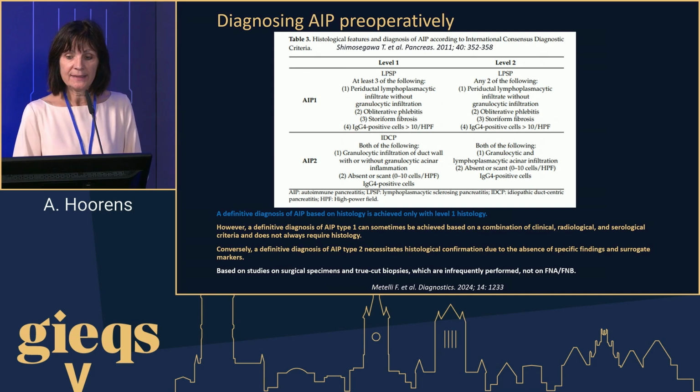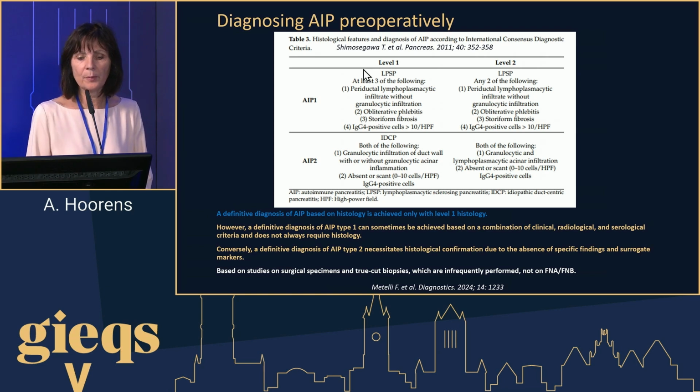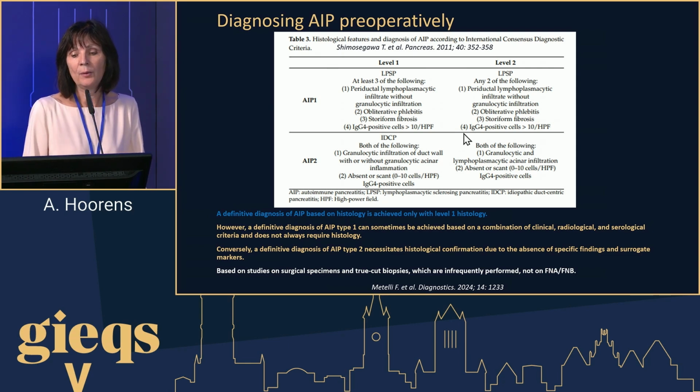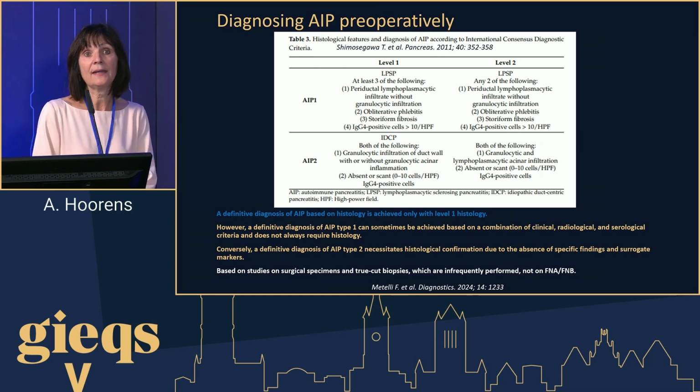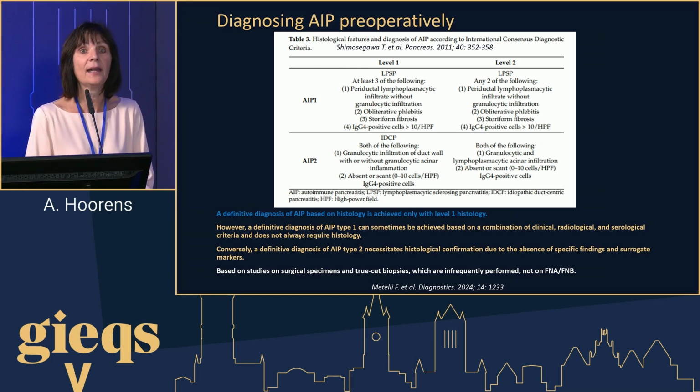These are the ICDC criteria, with the histological part, where, if we want to diagnose it preoperatively, they made criteria for type 1 and type 2. I will come back to that immediately. Level 1 means that you can get a definitive diagnosis with these features. With level 2, this is not the case. However, for type 1 autoimmune pancreatitis, in combination with the clinical features, radiology and serological values, you can get a definite diagnosis. In several cases, you don't need tissue.